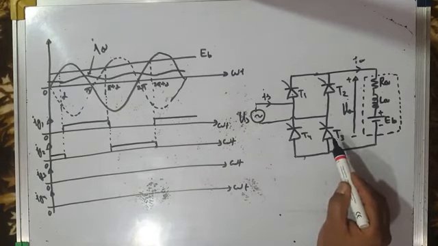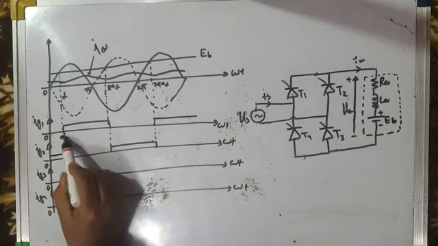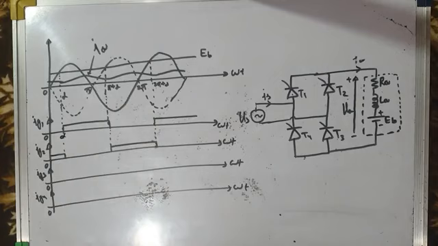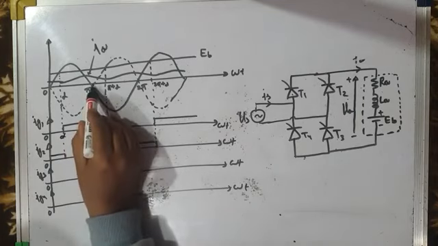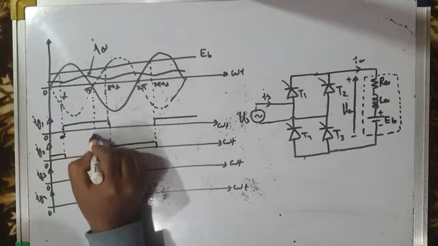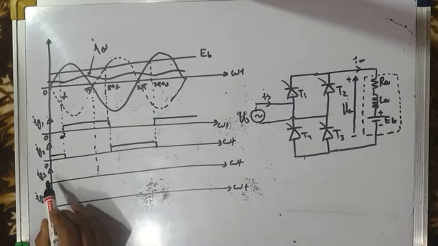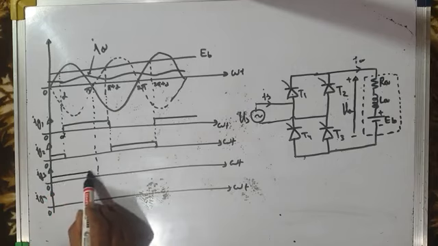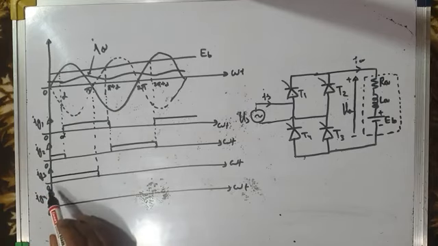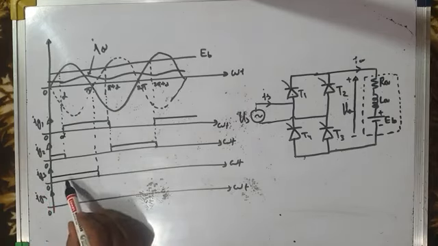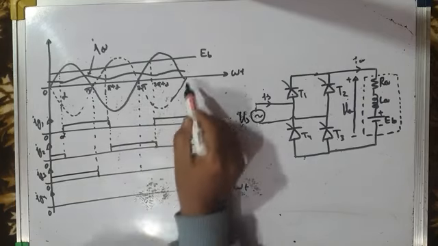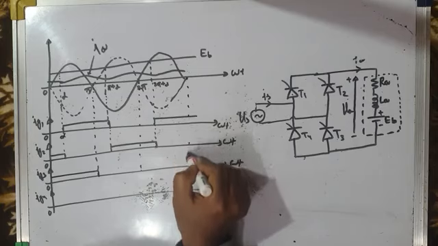The firing pulse for T3 will not be from alpha, it will be from 0 up to pi. Okay, it will have a duration of 180 degrees. We will advance it by alpha electrical degrees. In order to achieve freewheeling, I will show you how we achieve freewheeling. So this is the firing pulse for thyristor T3 from 0 to pi, and then from 2 pi to 3 pi.